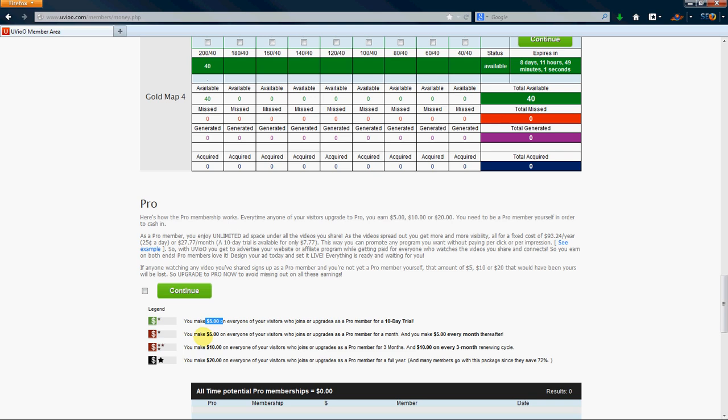Okay, then on this one, if they pay for the monthly membership of $27 a month, you'll make $5 on that initial sign up, and then you'll make $5 every month thereafter. So every time they make a monthly payment, you're getting $5 of that $27.77. Then on the next level, if they do the 3-month recurring renewing cycle, paying quarterly, you're going to get $10 on everyone that does that, and then $10 every 3 months when they pay again.